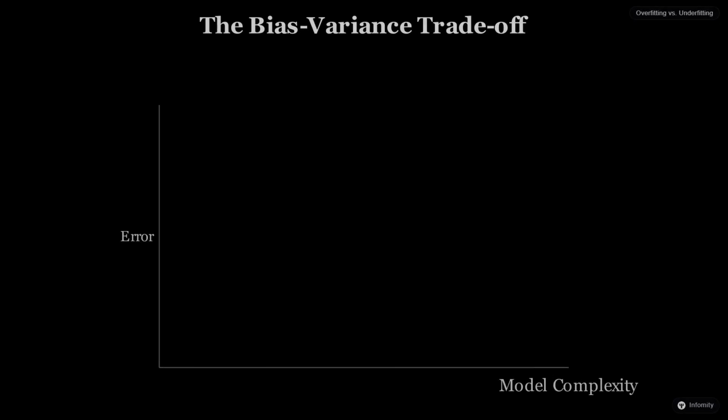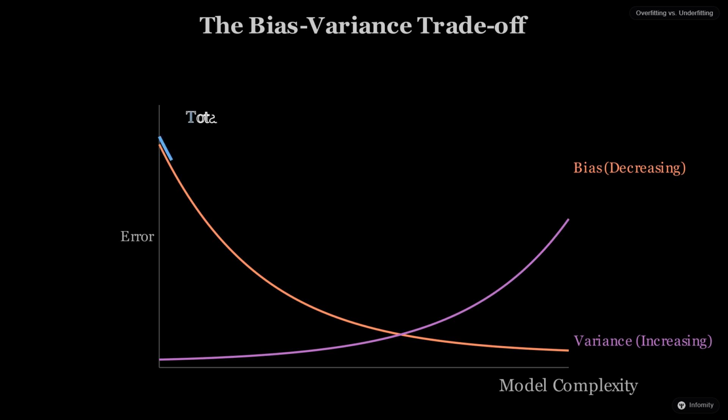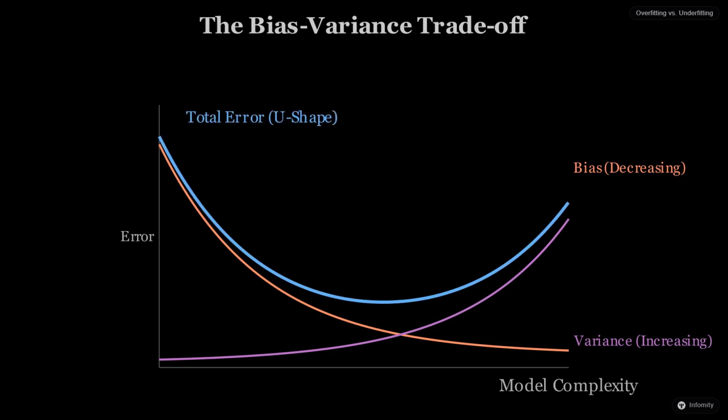Underfitting and overfitting are formally captured by the bias-variance tradeoff. Bias refers to simplifying assumptions made by a model. High bias leads to underfitting. The variance refers to the model's sensitivity to training data fluctuations. High variance leads to overfitting. Our goal is to find a model complexity that minimizes the total error, which combines bias squared, variance, and irreducible error. This sweet spot balances underfitting and overfitting.